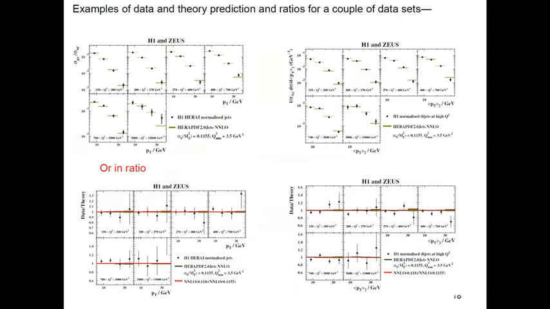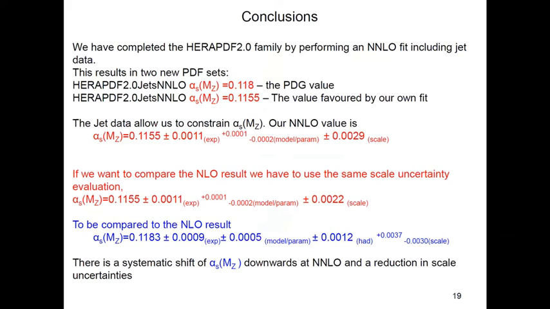And since I am an experimentalist, I feel obliged to show one plot which shows you the quality of the fit, in ratio of this fit in red to some of the actual data sets that go into it in black. And then I come to my conclusions that we finally completed the HERA PDF family by doing the one thing we couldn't do before, a next to next leading order fit, including the jet data, which results in 2 new PDF sets and a value of alpha S at NNLO.